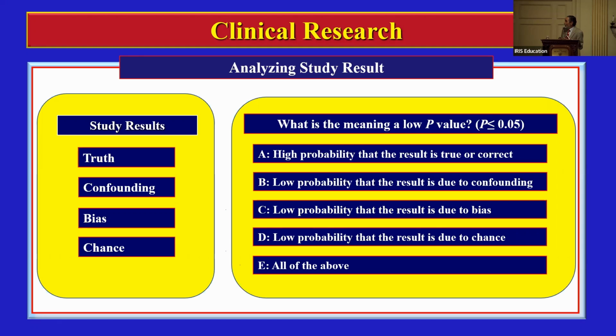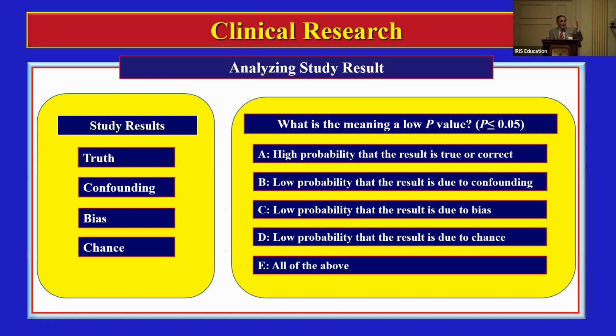Then what will be the answer to this question? My data says the steroid decreases mortality. This is a very good possibility if my study is true, meaning in the universe, steroids are going to decrease mortality in all patients hospitalized with pneumonia in every hospital all over the world. Or it's a low probability of confounding, or a low probability of bias, or a low probability of chance, or all of the above. That will be, I'm really close to the truth.